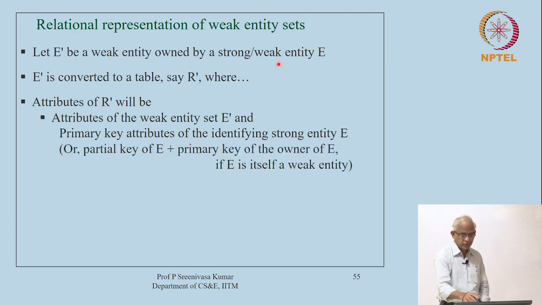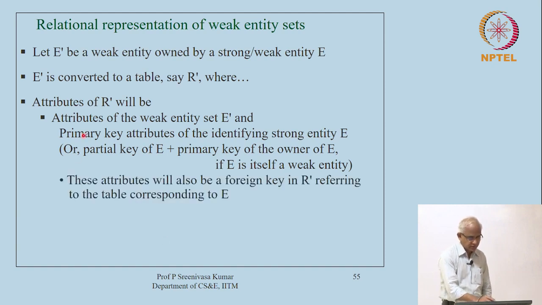Okay. Now, let us look at this case. Suppose the owner is itself a weak entity, in which case the partial key of that entity plus the primary key of the owner of that would be the attributes that we will include. Of course, this chain will go on because it has to end with some strong entity. So, in case a weak entity is owned by another weak entity, the approach we can follow is to first map the owner weak entity into a table, and then bother about mapping the weak entity. Okay, so that is how we will need to handle the weak entity type.